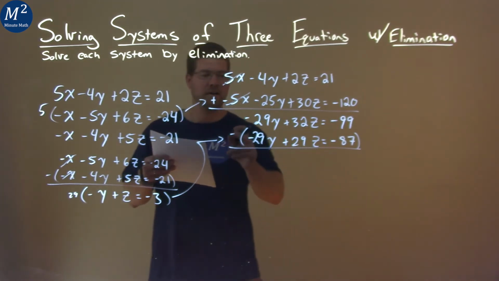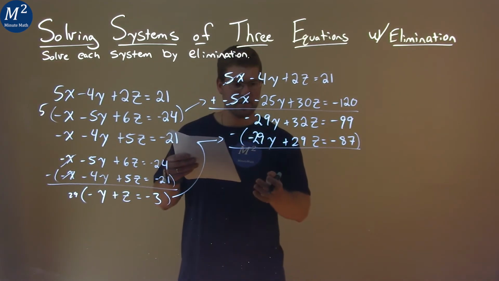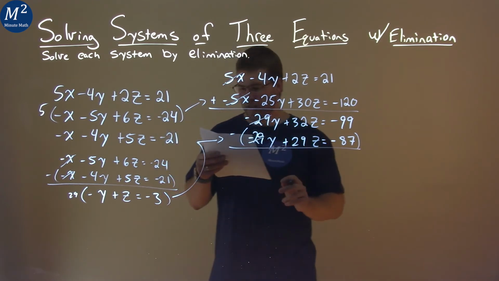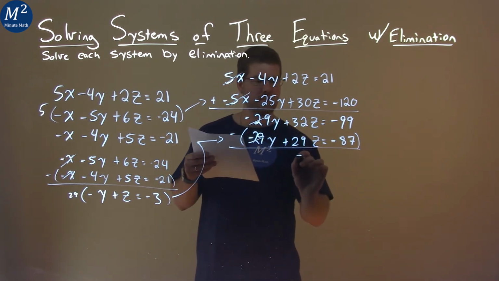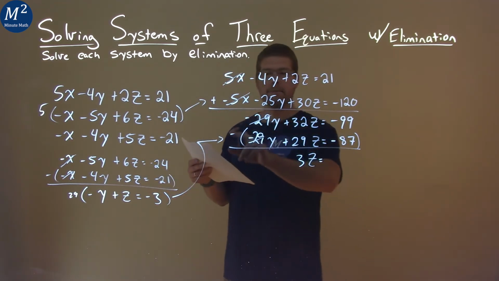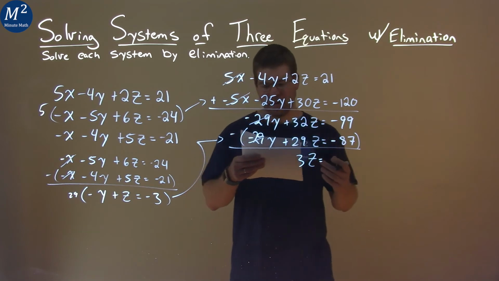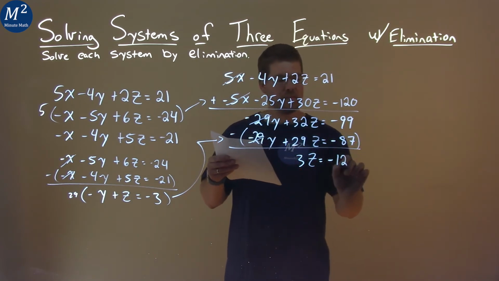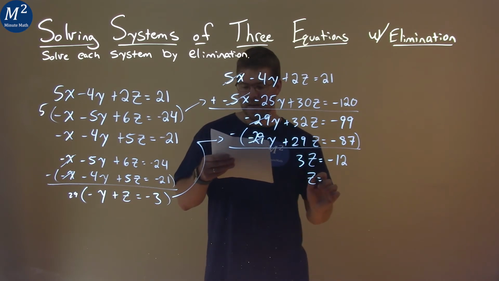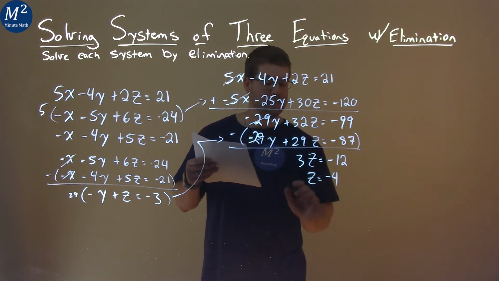Negative 29y minus negative 29y is just 0. 32z minus 29z is a positive 3z. Oh, this got simpler very quickly. And negative 99 minus a negative 87, or add 87, is a negative 12. Divide both sides by 3, and z is by itself here, and that's equal to negative 4.